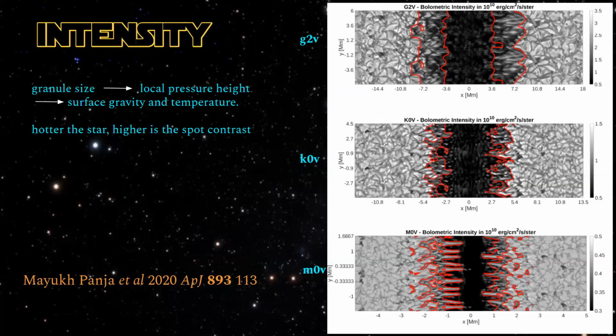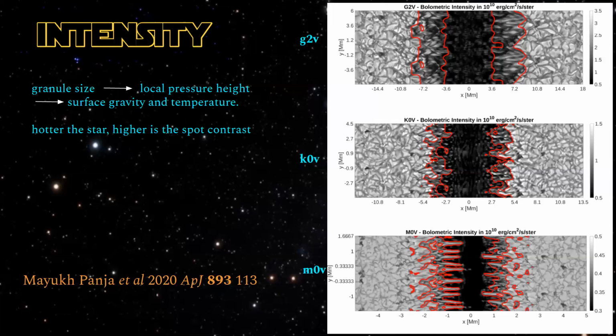It's nearly 30% as bright as the quiet star surrounding it. Whereas if you go to the M star, if you look at the relative intensity of the umbra, that is 70%. So relatively, the G star spot is much cooler compared to its surrounding photosphere. So hotter the star, higher is the spot contrast.